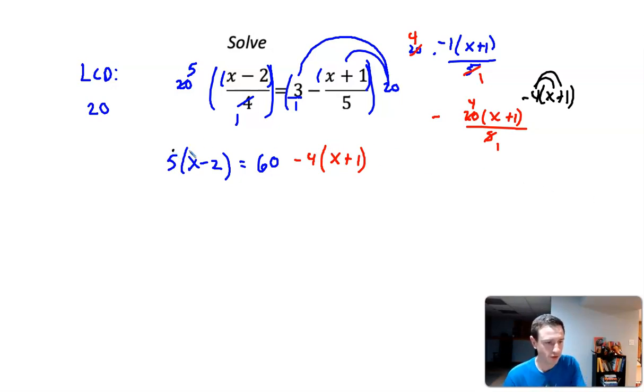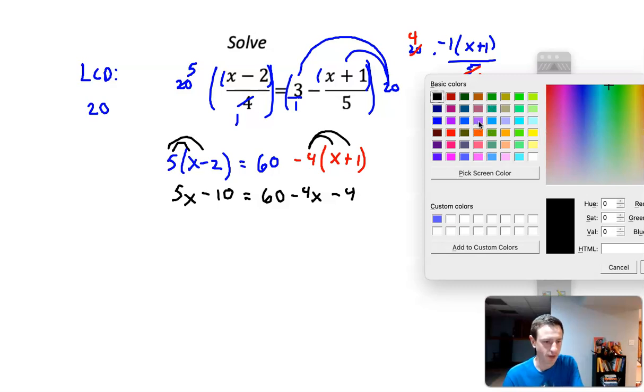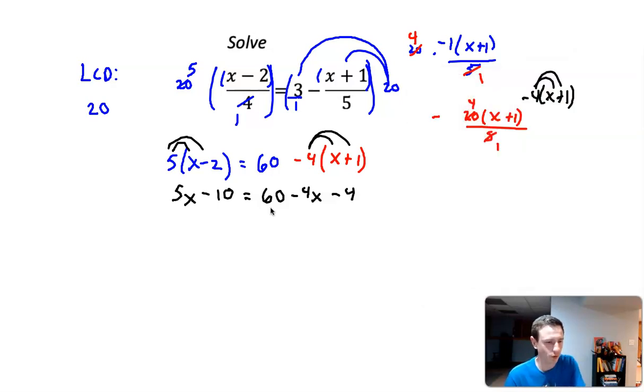So let's go ahead and finish this up. Now I'm just solving, and I'm going to distribute the 5. As I already talked about, I'm going to distribute the negative 4. So 5 times x is 5x. 5 times negative 2 is negative 10, equals 60. Negative 4 times x is negative 4x. Negative 4 times 1 is negative 4. And then we have quite a bit of work still to do. Let's combine these like terms right here. So 5x minus 10 equals 60 minus 4, which is 56, minus 4x.